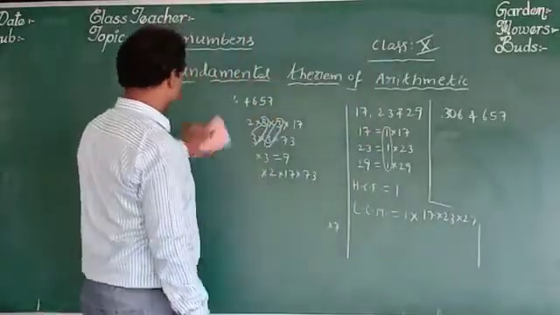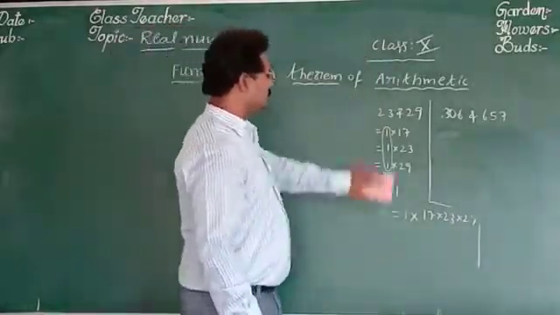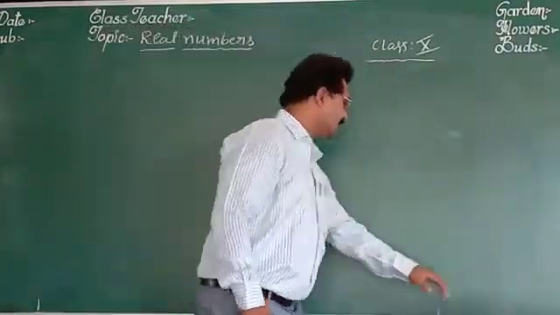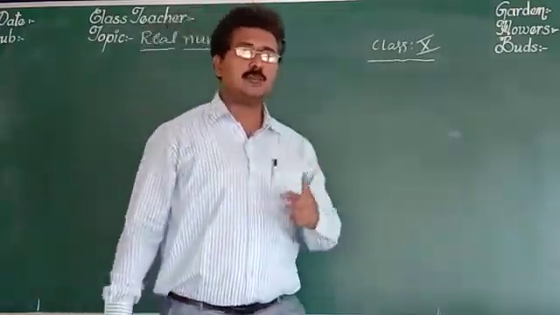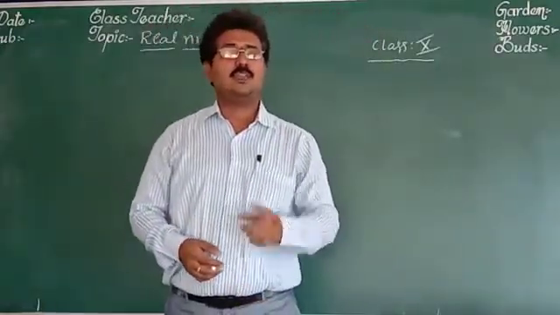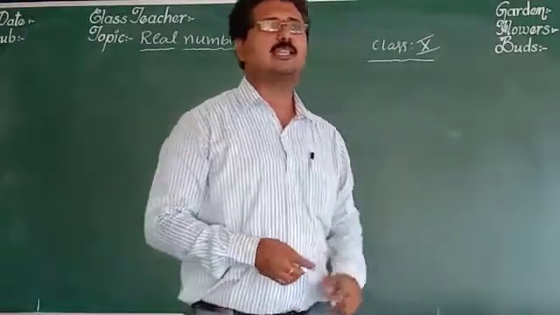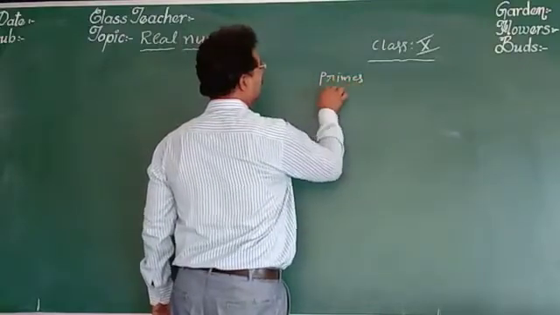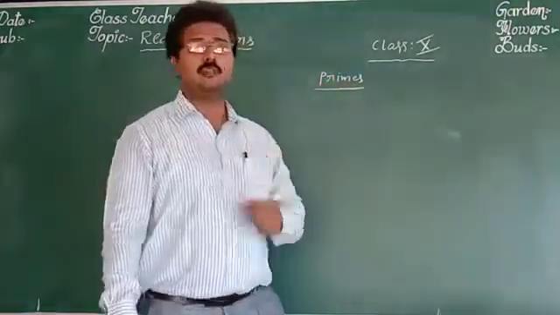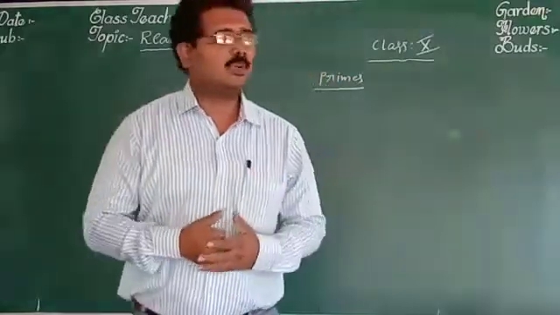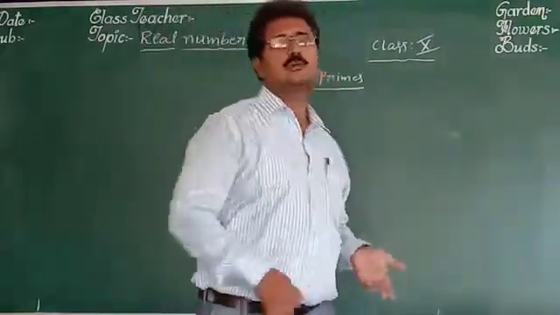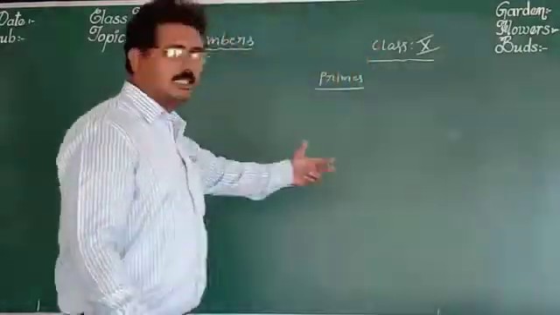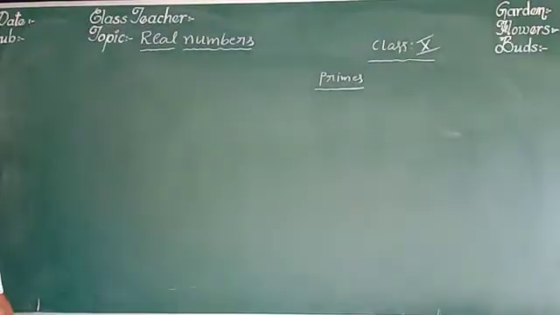Next you see, once again you recall the fundamental theorem of arithmetic. It means what? Every composite number can be expressed as the product of primes. That is very important. So by using this fundamental theorem of arithmetic we can do some more problems. HCF and LCM are completed.